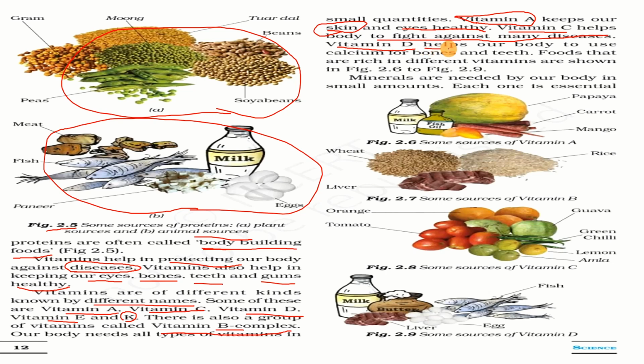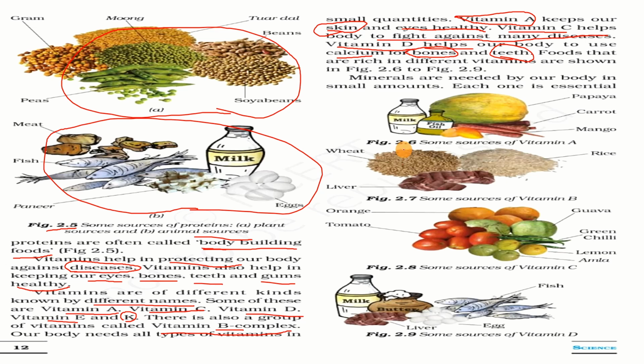What does vitamin D do? It helps our body use calcium for our bones. It gives calcium to our bones and also our teeth. Foods that are rich in different vitamins are shown in figures 2.6 to 2.9.